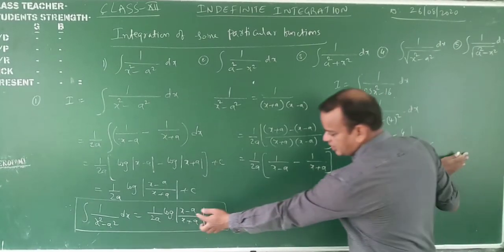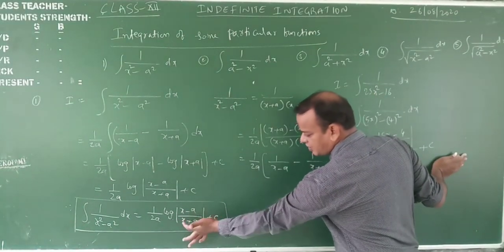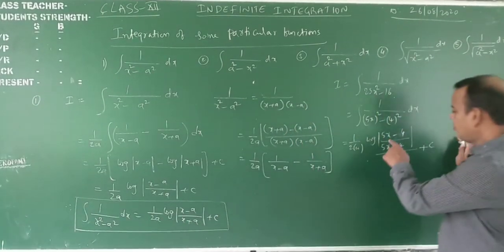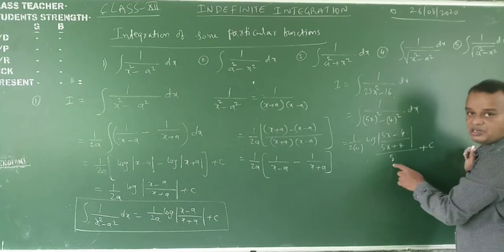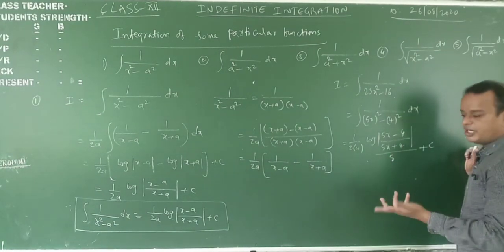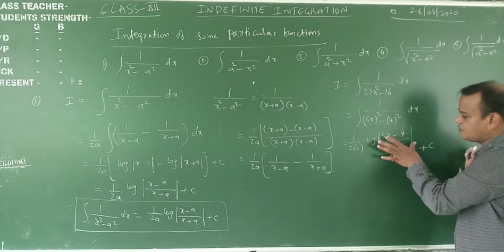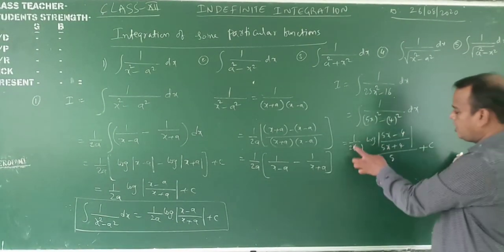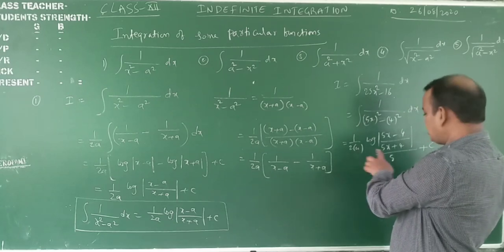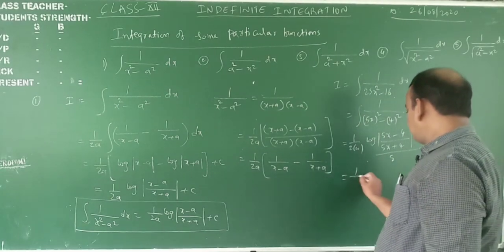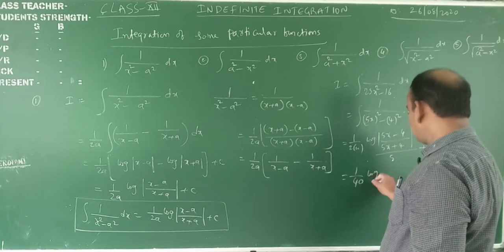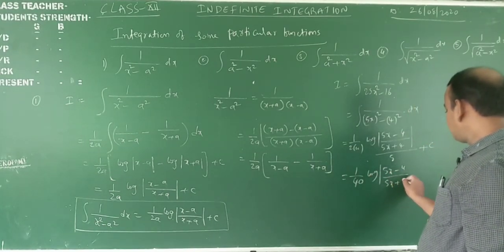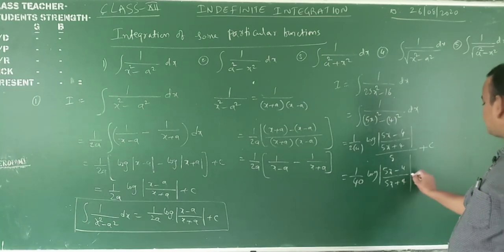Here observe that in x minus a by x plus a, the derivative of x minus a is 1 and the derivative of x plus a is 1, that is why we write 1, no need to write the 1. But here the derivative of 5x is 5, so you must write it, and the derivative of 4 is 0. The derivative of 5x minus 4 is 5. So 1 by 2 into 4, 2 fours are 8, 8 fives are 40, 1 by 40 log mod 5x minus 4 by 5x plus 4, plus c.